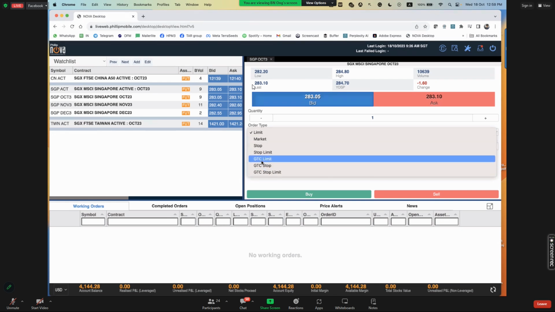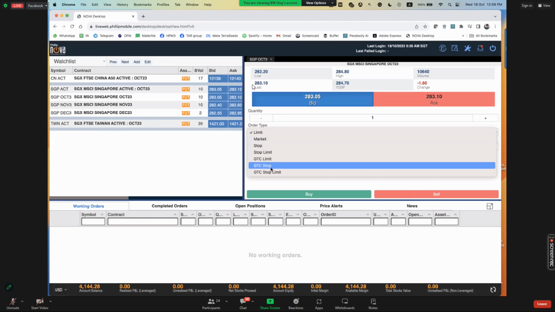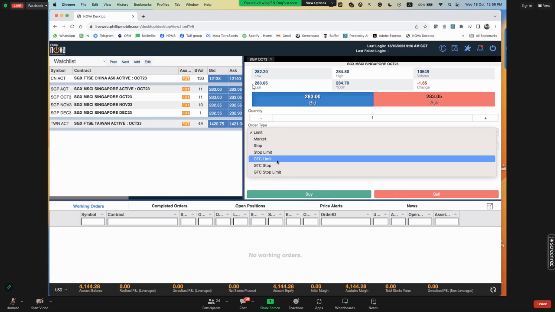Now, this means that it's a good till cancelled limit order, which you can use to queue for a trade or to place in your target profit. And then what is GTC stop? This is where you use it to place your stop loss order. That is GTC.